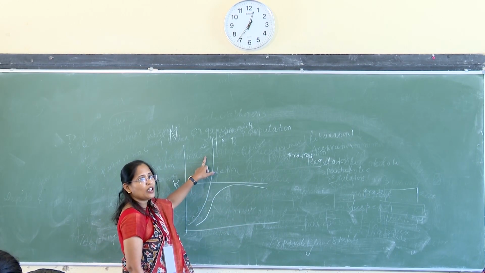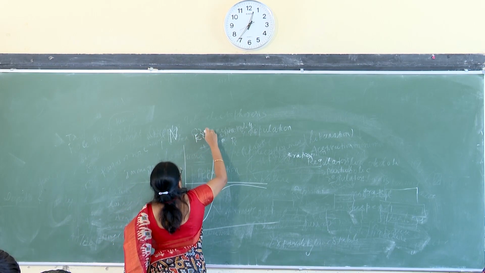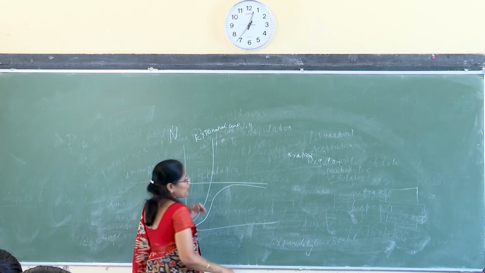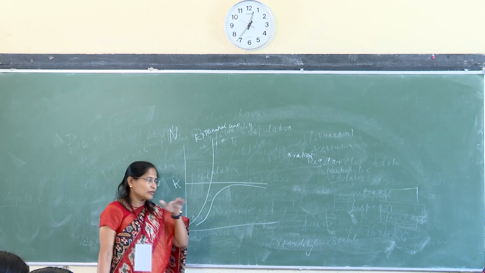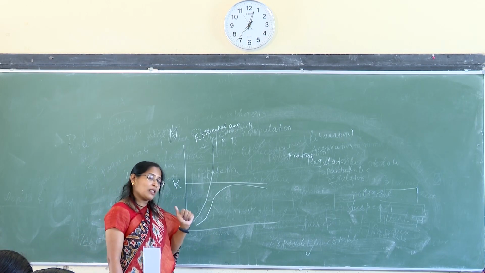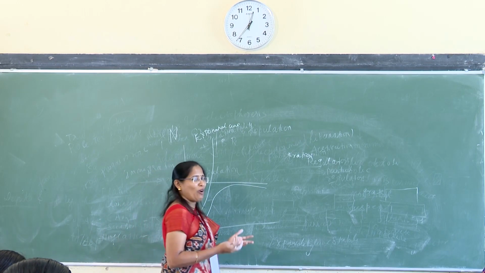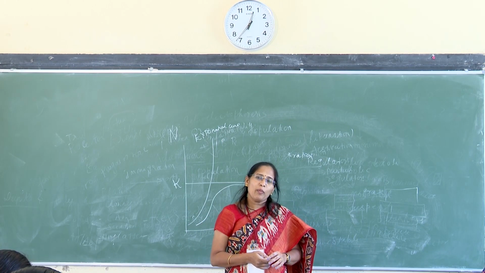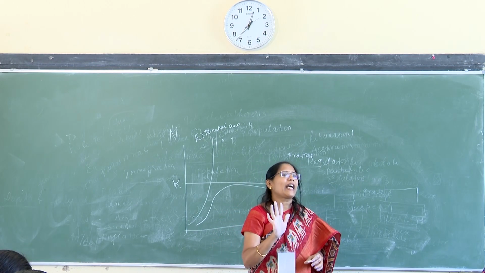This is called your exponential curve. Okay, when do you find an exponential curve? At which conditions will you find this? What does K stand for? What is that carrying capacity? Carrying capacity means how much the earth can provide the resources. That is called carrying capacity.